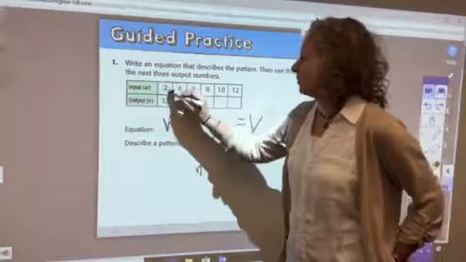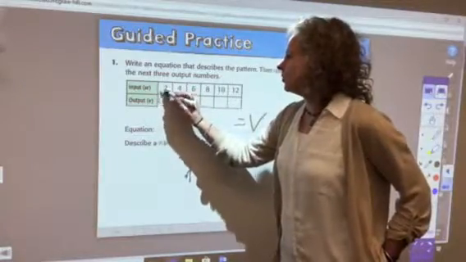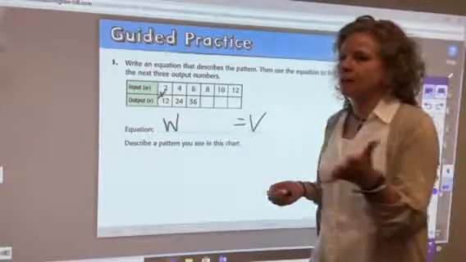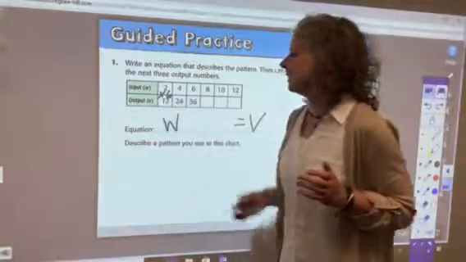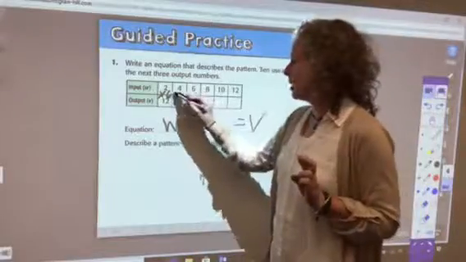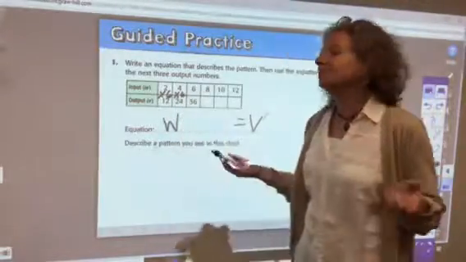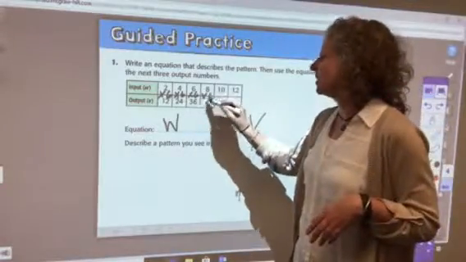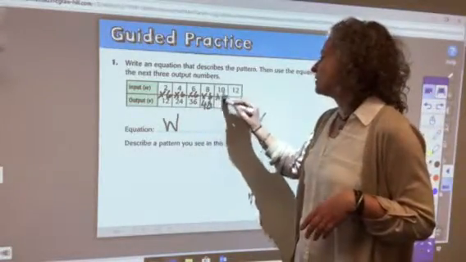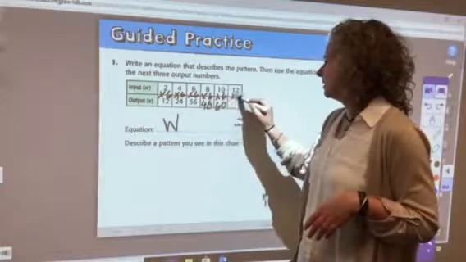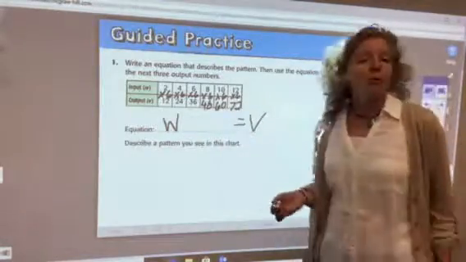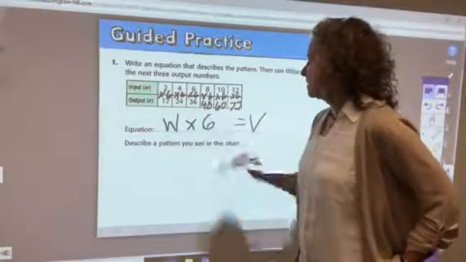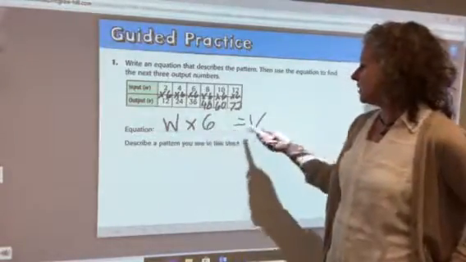Let's try, hopefully multiplication's gonna work. What do we do to 2? What do we multiply that by to get 12? 2, 4, 6, 8, 10, 12. I multiply it by 6. Let's try that one, fingers crossed. 4 times 6, 24. 6 times 6, 36. 8 times 6, can I finish this now? Of course I can. So my rule for this input-output table is I multiply times 6. W times 6 equals V.